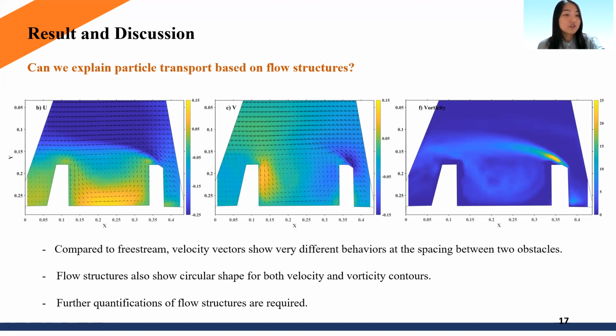Although this is not quantified with values, we still can expect that flow is affecting particle transport just by looking at these contours. Required future research would be to analyze how flow structures vary for different spacing by quantification, and how this is related to particle capture ratio and retention time.